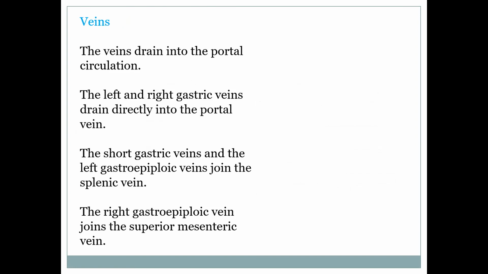The veins of the stomach drain directly into the portal venous circulation, and the left and right gastric veins drain directly. Short gastric veins and left gastroepiploic veins join the splenic vein. The right gastroepiploic vein joins the superior mesenteric vein.